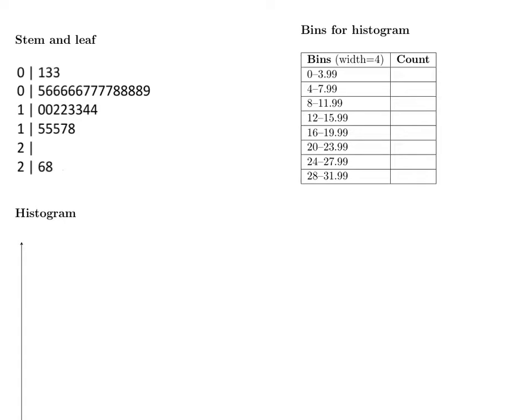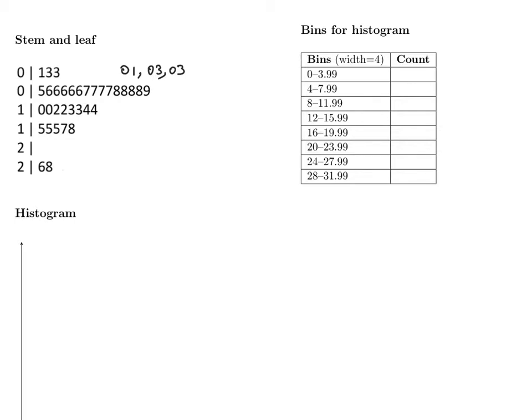So in the first line, when it says a 0 with the bar and then 1, 3, 3, that means there are 3 data points: one with the first digit of 0 and second digit of 1, the next one with the first digit of 0 and the second digit of 3, and the third one also with the first digit of 0, second digit of 3. So that first line is reflecting the 3 data points 1, 3, 3.